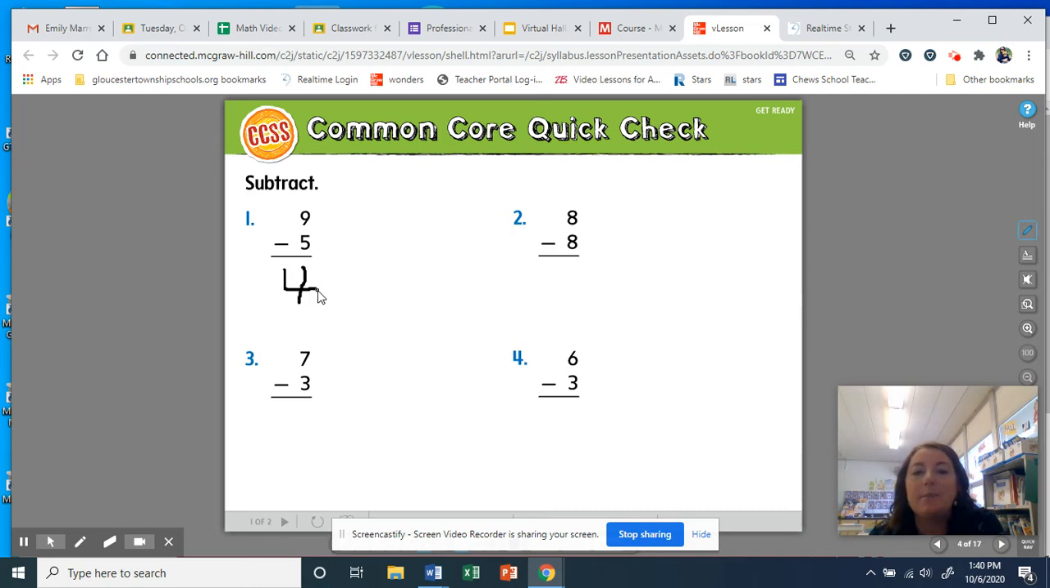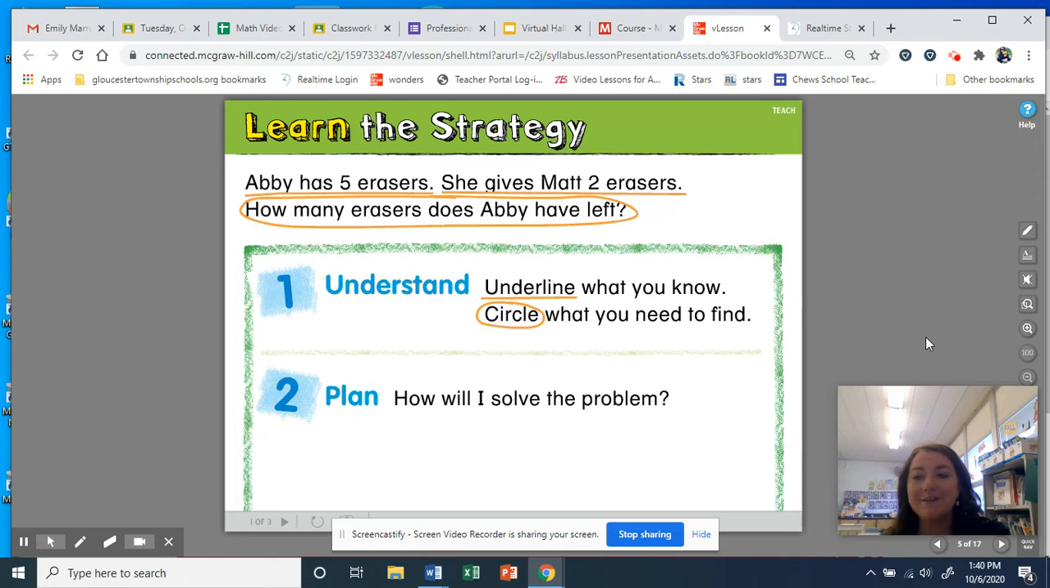Good. 8 minus 8 equals 0. Okay, when you have 8 and you take them all away, you're going to be left with that big goose egg, that 0. 7 minus 3 equals 4. And then 6 minus 3 equals 3. And remember, you could have solved these by using your counters or drawing a picture if you don't know those facts. Super duper.